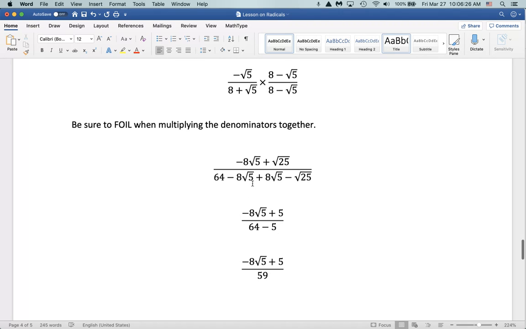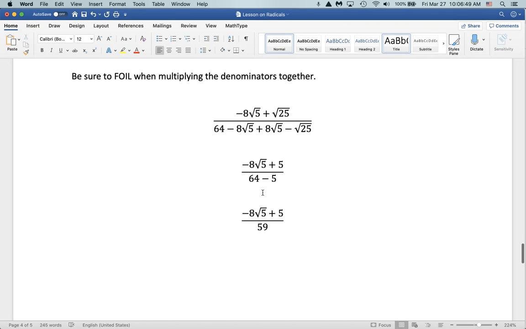Now, if you'll notice, these 2 middle terms are exactly the same, except one's minus, one's plus. In other words, they cancel. They just get eliminated. This negative 8 square root of 5 plus 8 square roots of 5 is 0, and we're left with just the 64 minus the square root of 25. But what's the square root of 25? It's 5, right? Now we can actually subtract this. 64 minus 5 is 59.